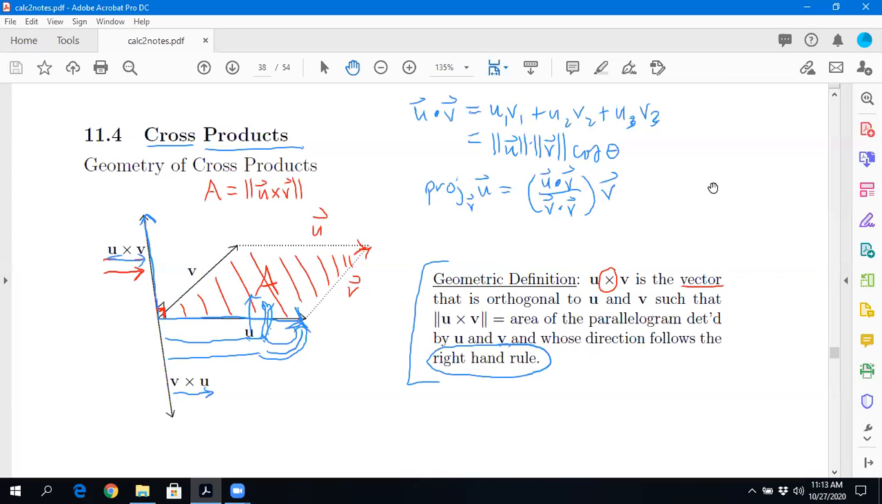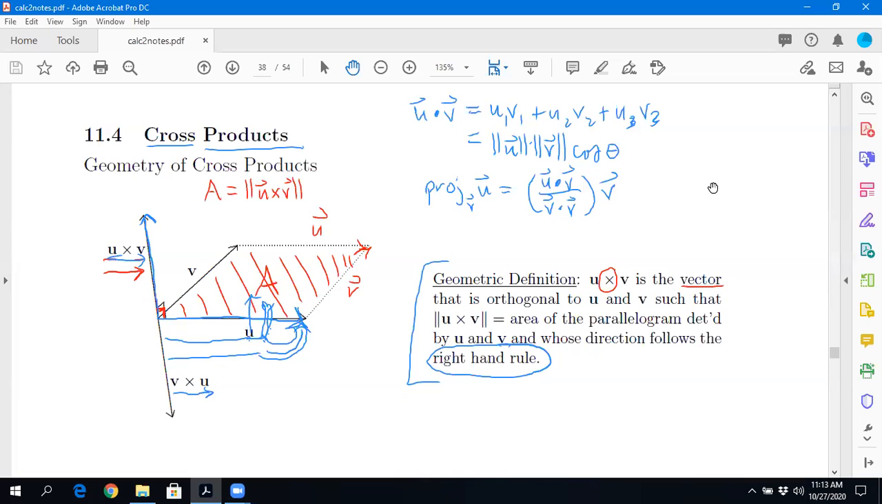You put your right arm towards the first vector you read, and you rotate your arm so that you can curl your fingers toward the other vector. And wherever your thumb points, that's the direction of U cross V. Yeah? Okay? Any questions on that?